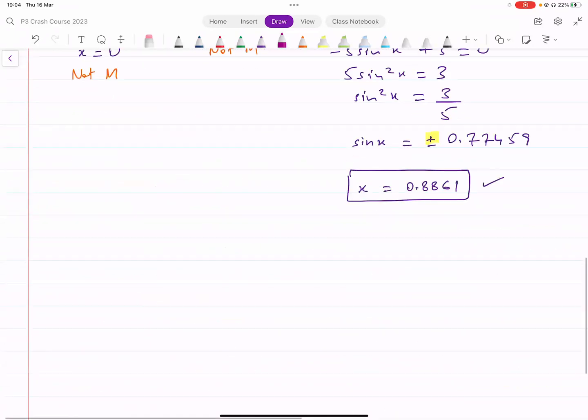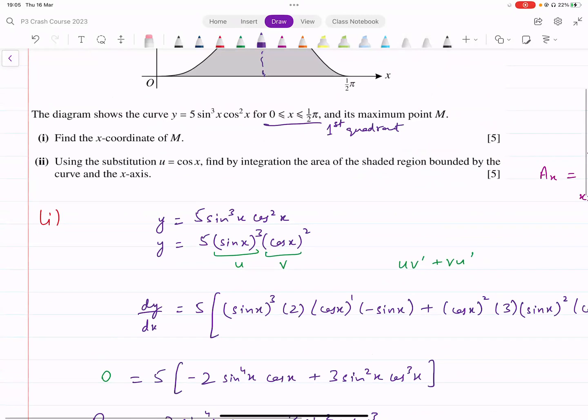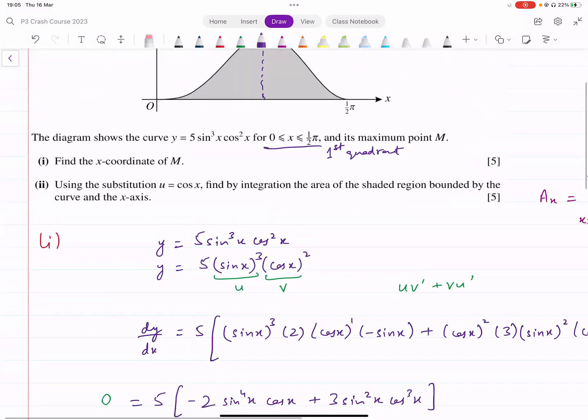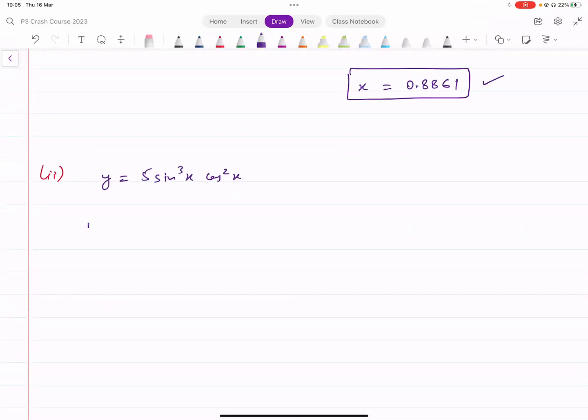Now, let me write down that function here. The function that we have is y equal to 5 sine cube x into cos square x. That's what the function is. Okay. Now, we need to find the area of the shaded region. So we have to integrate it. Area is given by integral of y with respect to x.